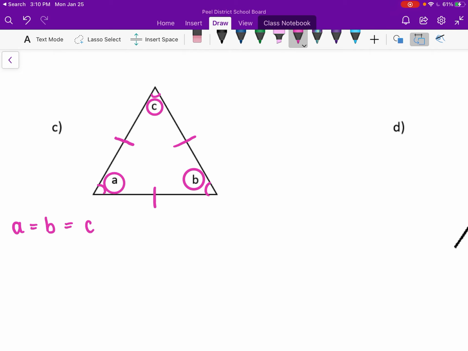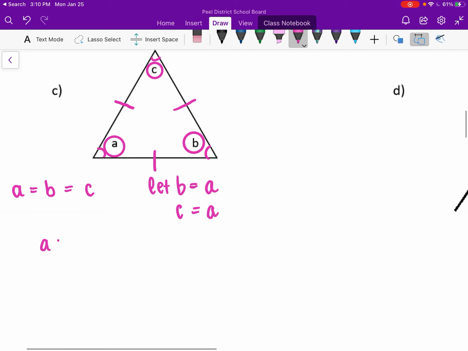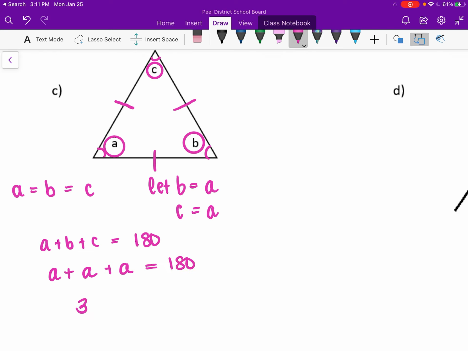So I can just say, let B equal A, let C equal A, right? Then A plus B plus C is going to equal 180 because they're all interior angles. I'm going to replace the B with A, and I'm going to replace the C with A. So that's equal to 180. So 3A, because I'm collecting all the like terms, is going to equal 180, right?